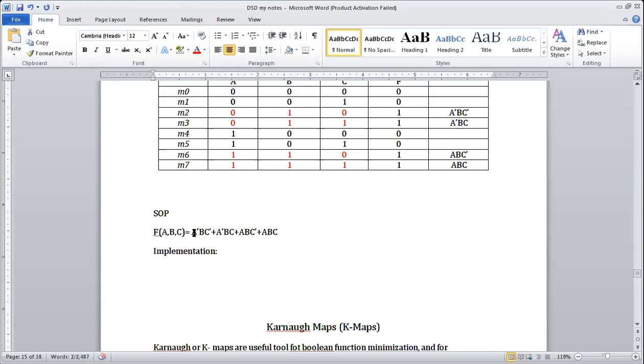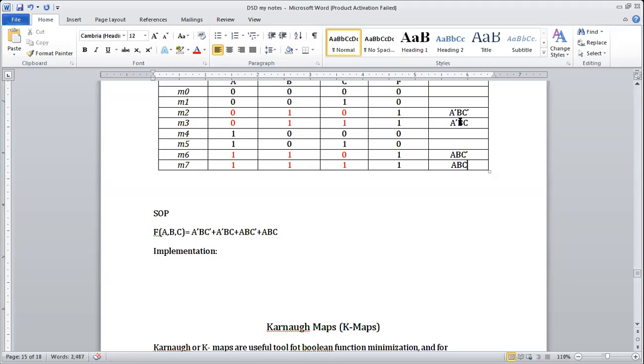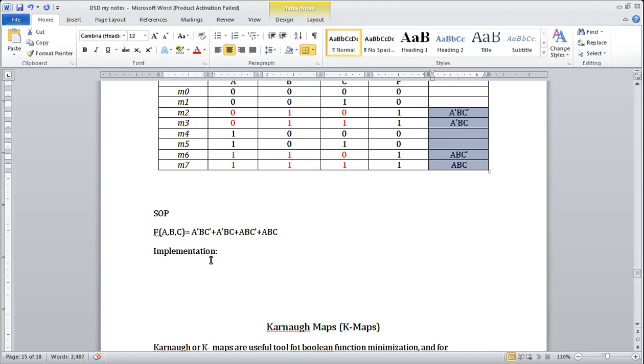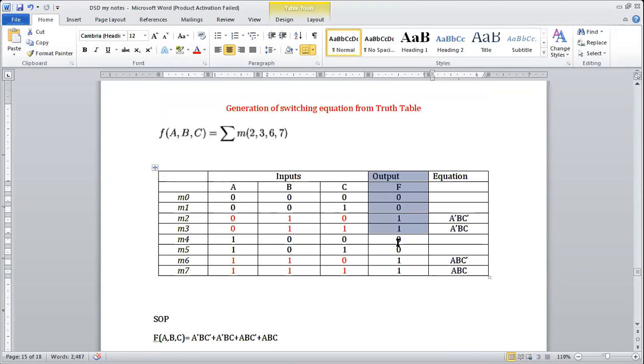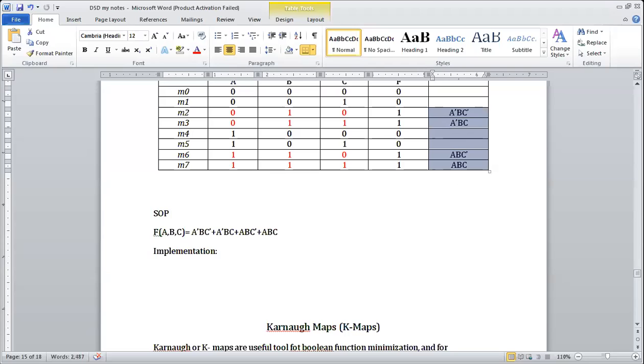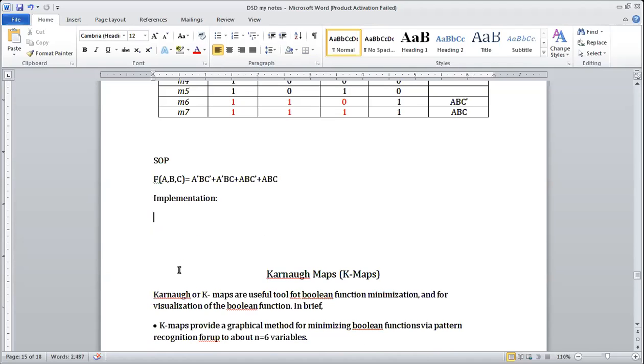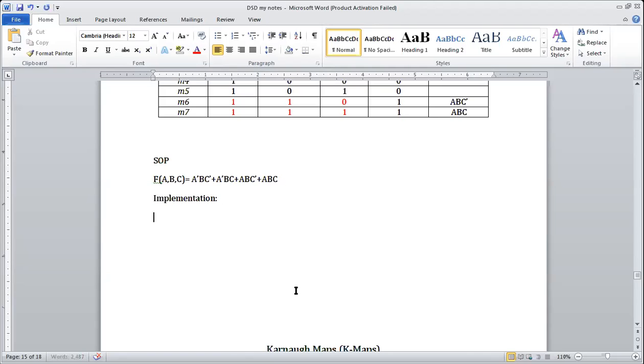So once I got the switching equation from this truth table, then I am able to implement the output. Whatever the output I have got, if I want to implement this function by using logic gates, I require Boolean equations, switching equations. So by using these equations, I am able to implement my design. Now how can I implement this? What are the basic gates I require?